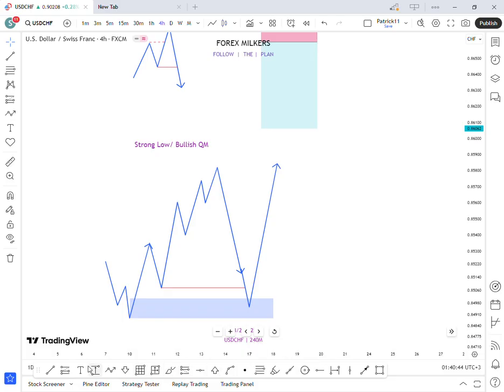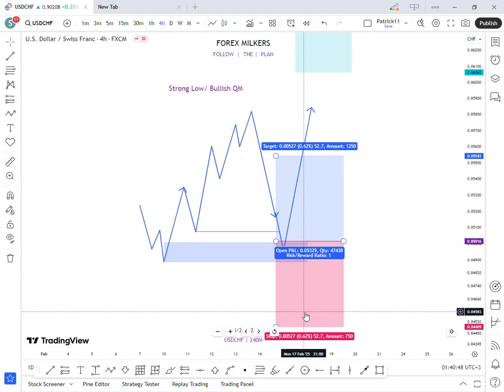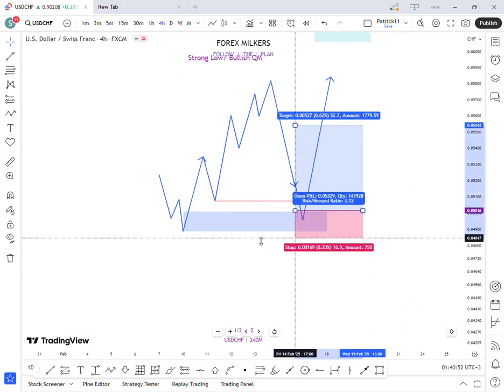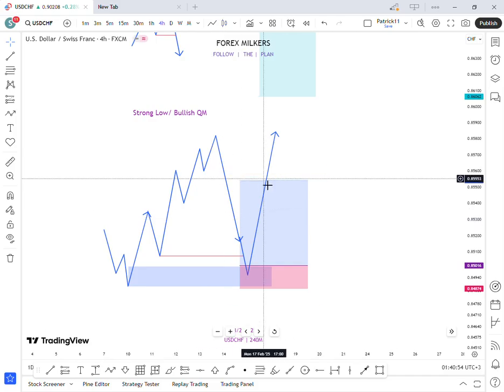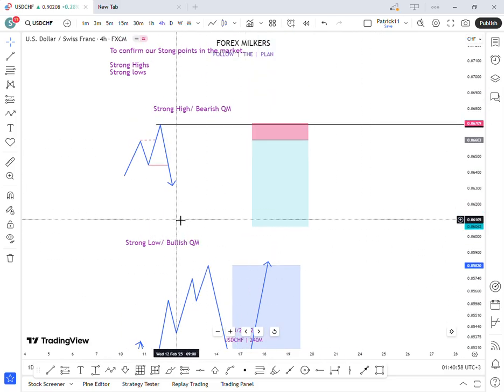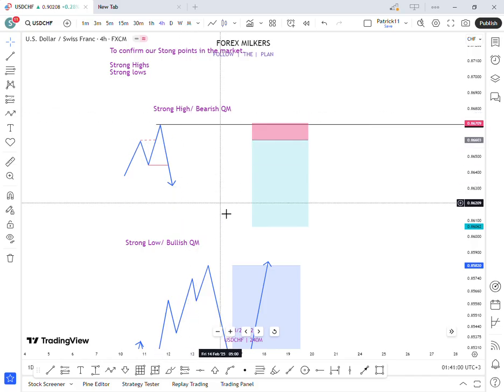So you can be able to take your trade at this point, place your stop loss below the strong low with the take profit at this high. It's the same case when it comes to this example.